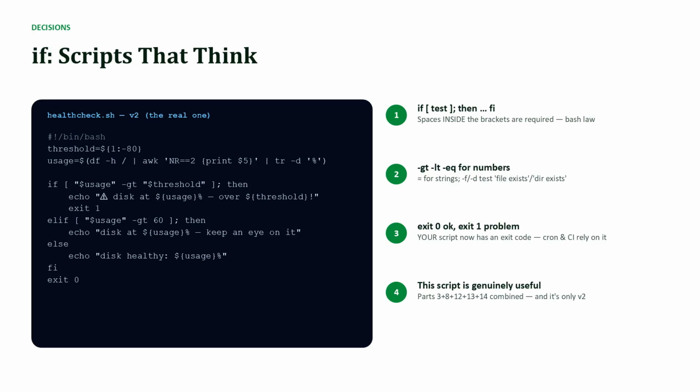Look at the health check now. It takes a threshold as an argument with a default, extracts disk usage via awk, and decides: warn and exit 1, caution, or healthy and exit 0. That exit code means other tools can now rely on your script, which is precisely how cron will use it in part 16. 5 videos of skills, 1 genuinely useful program.